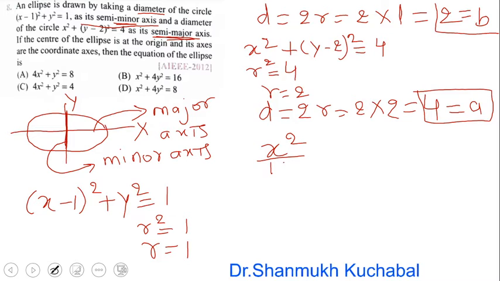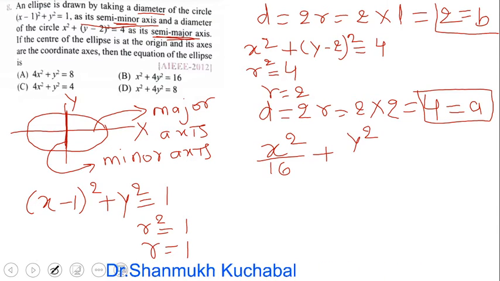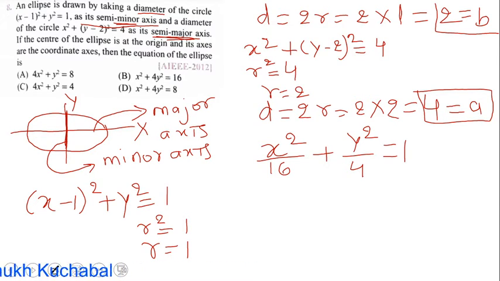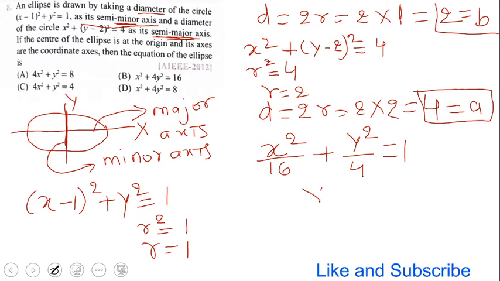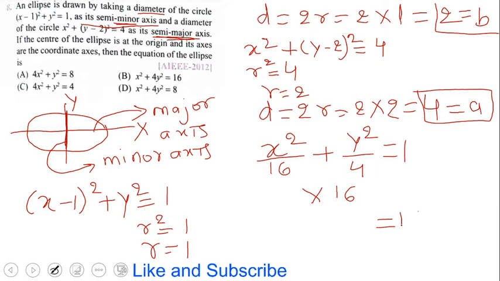We are going to get it as 16. Next, y square by b square. b square is 2, 2 square is 4, equal to 1 here. So this option is not there among A, B, C, D. Then we have to multiply by the LCM of 4 and 16. The LCM is 16. Therefore, multiply the equation by 16. So the RHS we get as 16 easily.